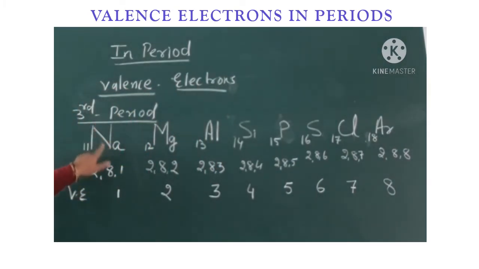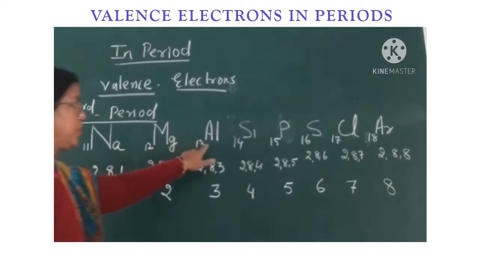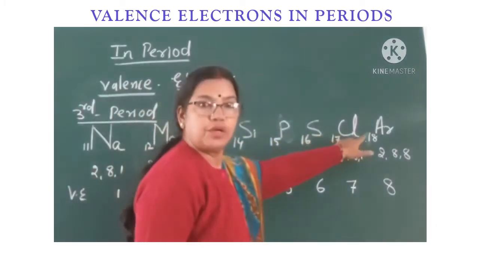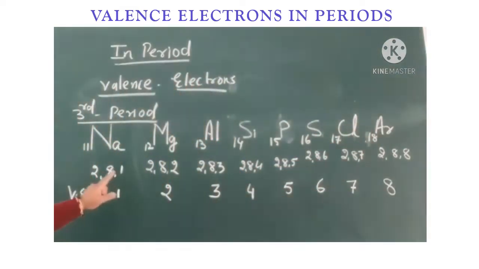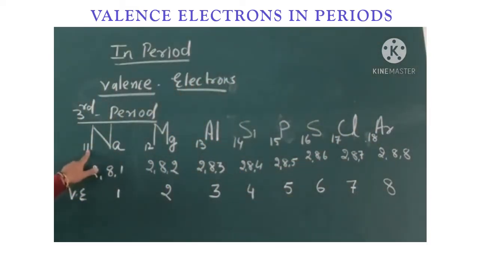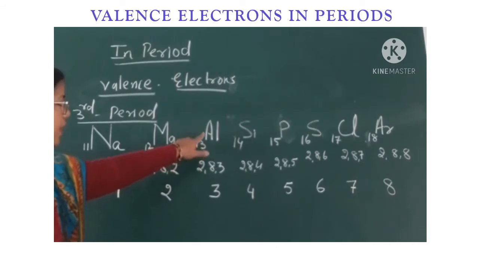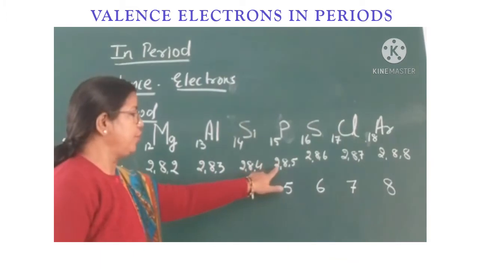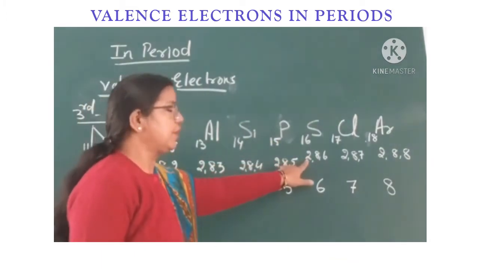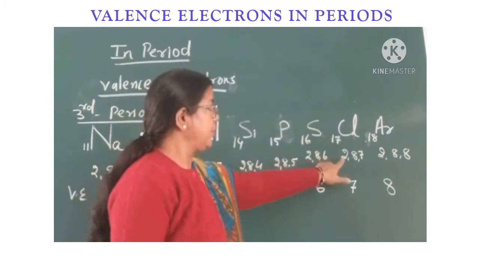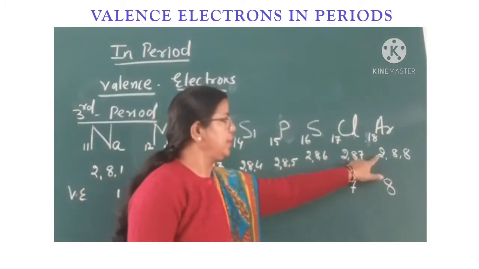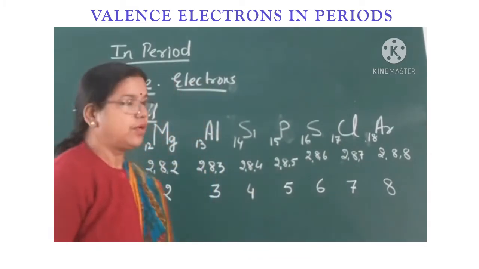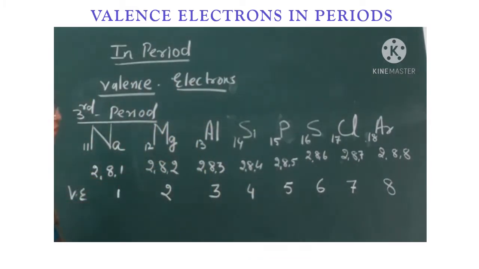For the third period, the elements are sodium, magnesium, aluminum, silicon, phosphorus, sulfur, chlorine and argon. Electronic configuration: for atomic number 11, 2, 8, 1; magnesium, atomic number 12, 2, 8, 2; aluminum with atomic number 13, 2, 8, 3; silicon 2, 8, 4; 2, 8, 5 for phosphorus; 2, 8, 6 for sulfur; 2, 8, 7 for chlorine and 2, 8, 8 for argon. So this is the electronic configuration of third period elements.